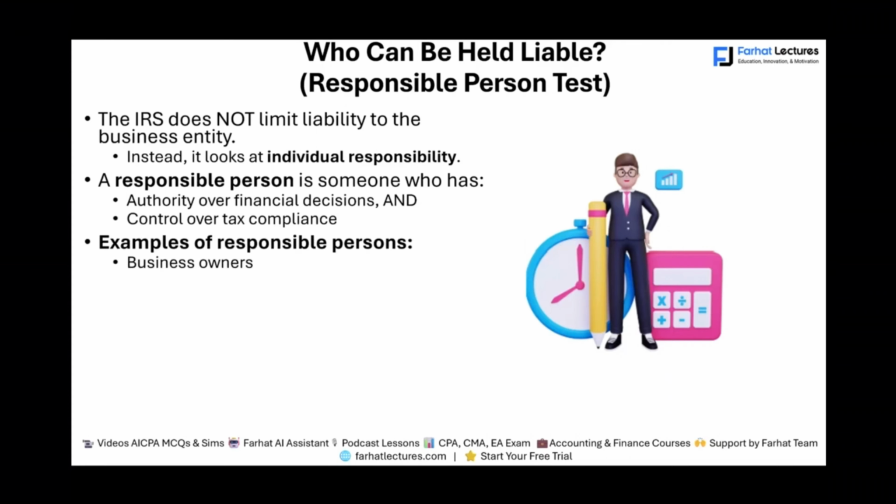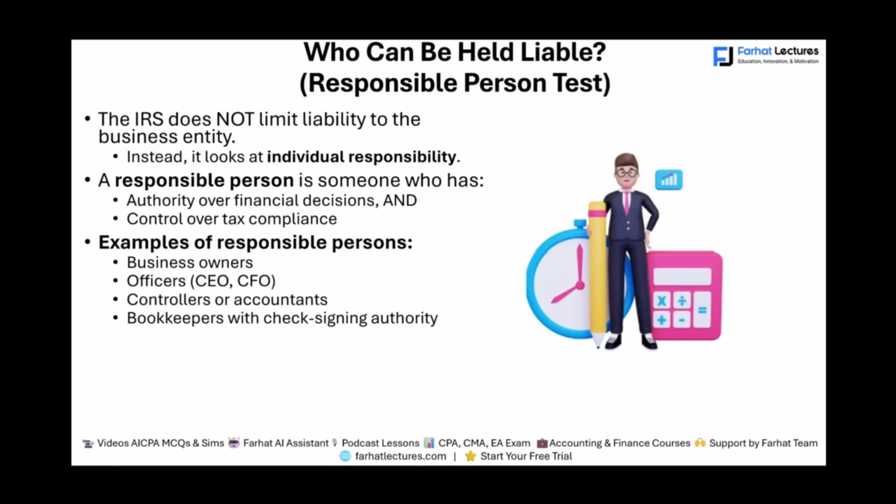Obviously, the business owners, the CEO, the CFO, controllers, or accountants. It could be a bookkeeper if they have check signing authority, if they know they need to send this. So anyone who decides which bill gets paid and refuses to pay them, knowing that they're supposed to pay them, and they should know they need to pay them. So it doesn't have to be the owner or the owners.